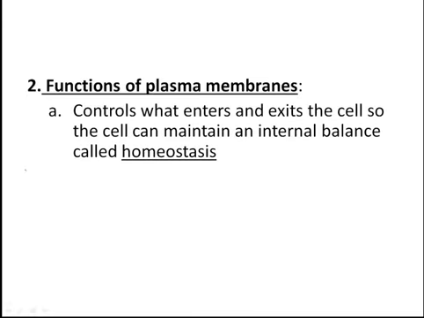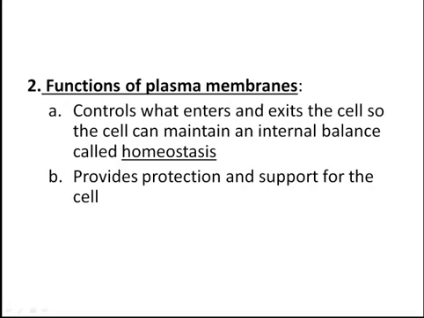Functions of the plasma membrane. It controls what enters and exits the cell so that the cell can keep in homeostasis. So this plasma membrane kind of acts like a bouncer and lets certain things in and out of the cell and keeps other things from entering or leaving. Also, the cell membrane provides protection and support for the cell. So it gives it its shape, its structure, and gives it protection.